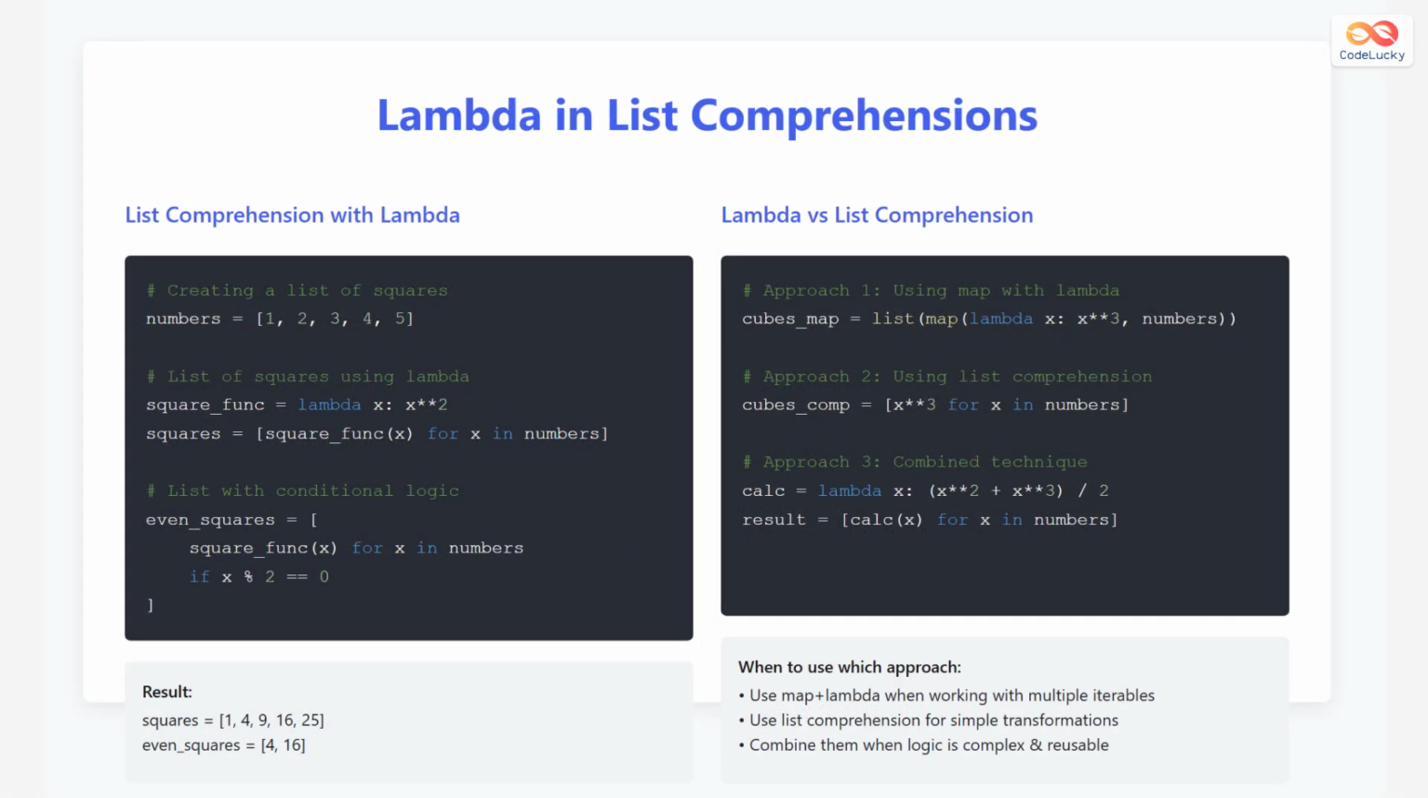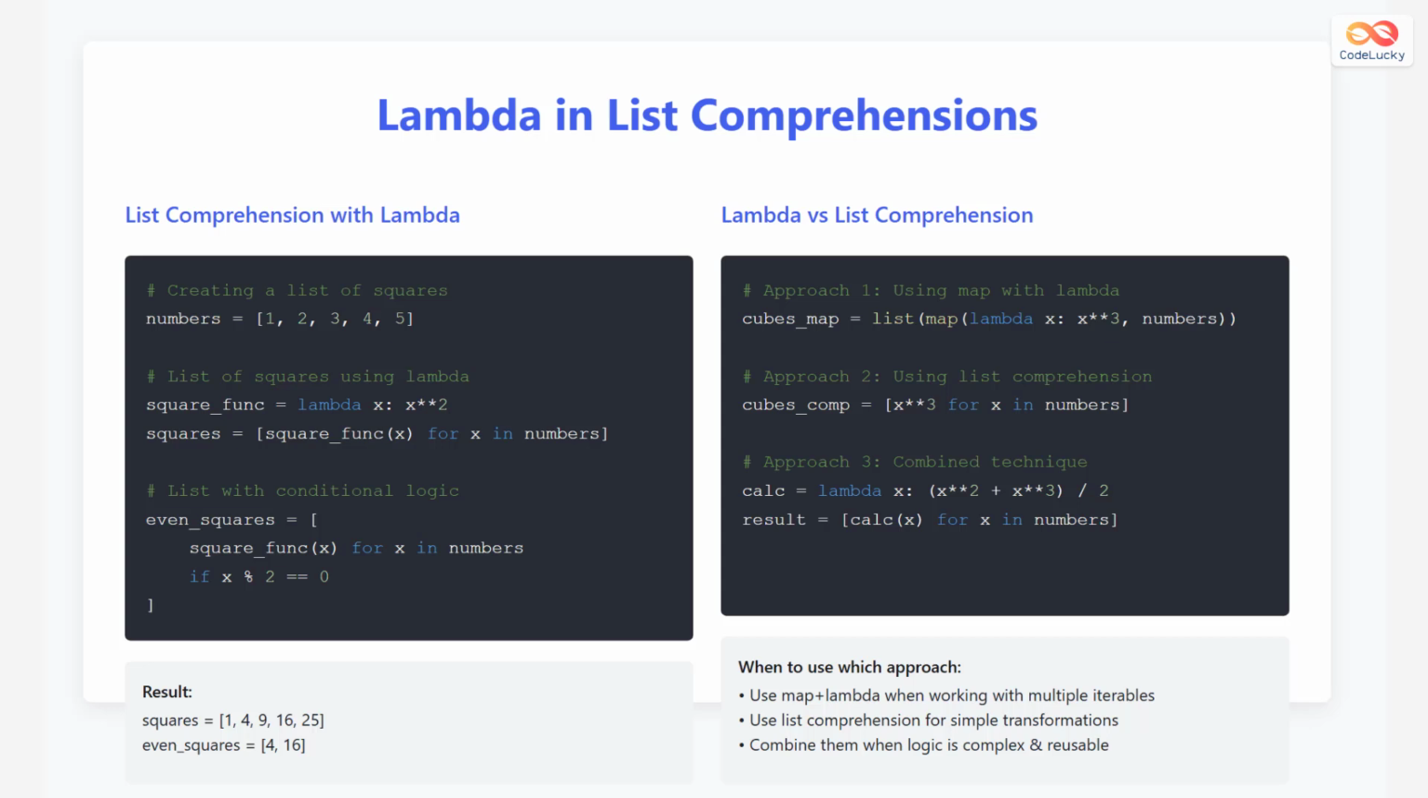Lambda functions can also be used within list comprehensions to create concise and expressive code. Let's look at a list comprehension with a lambda function example. Given a list of numbers from 1 to 5, you can create a list of squares using a lambda function. The square function is defined as lambda x colon x to the power of 2. Then, a list comprehension uses this lambda function to generate a list of squares for each number in the original list. Also, you can add conditional logic such as creating a list of only the even squares from the original list.